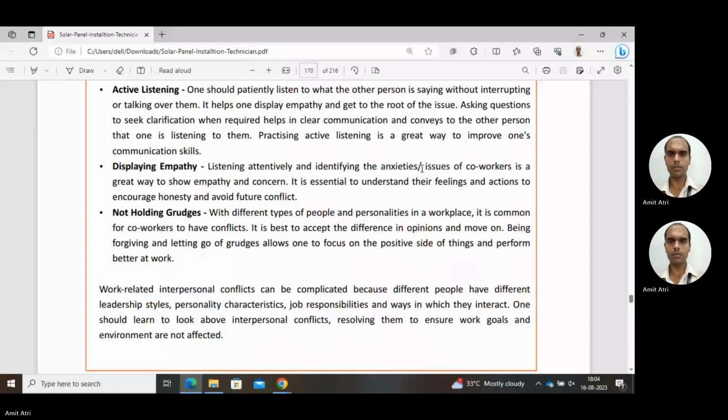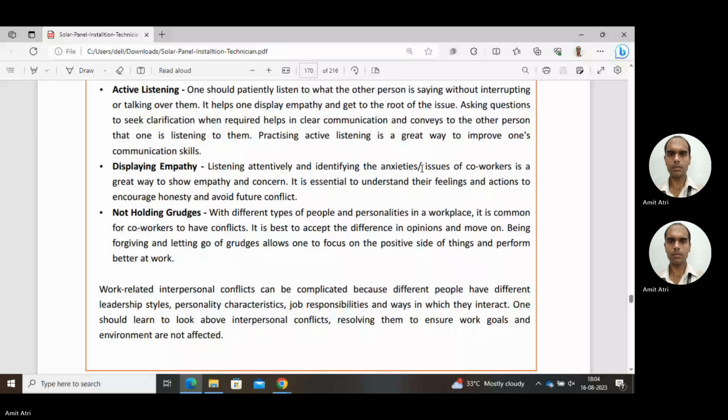Next is not holding grudges. Because with different types of people and personalities in a workplace, it is common for co-workers to have conflicts. This is a common thing. People with different mindsets, different views, different opinions, may conflict. So the best is to accept the difference and move on. Forgive, don't have any type of grudge. That is the way to resolve some issues. If a grudge is there, then in the future these conflicts will keep on rising.